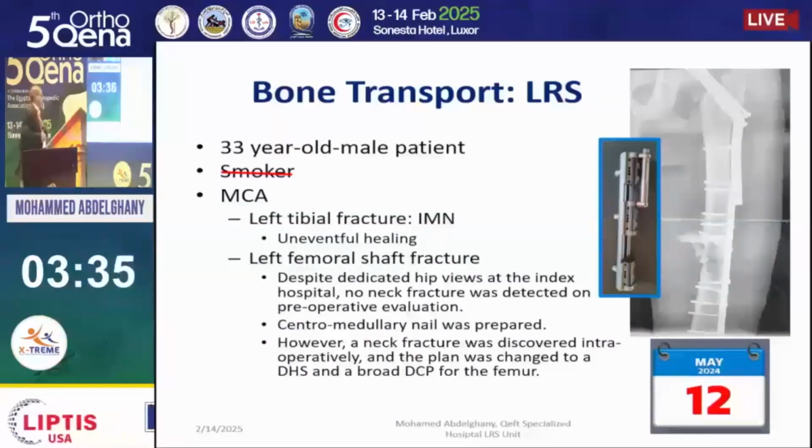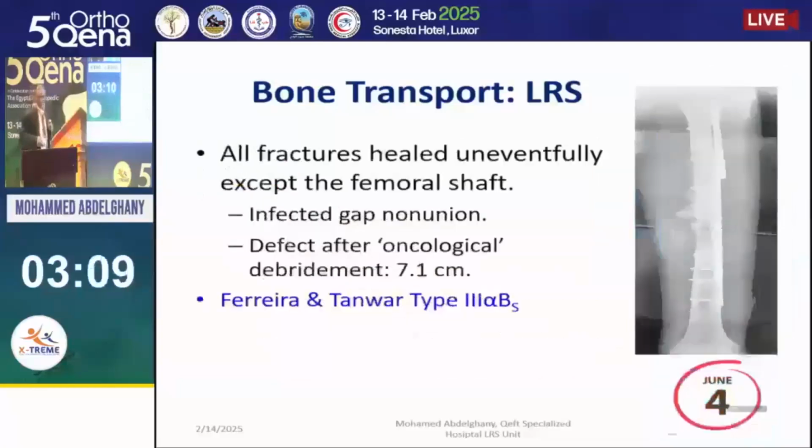He was involved in a motor car accident which caused ipsilateral left tibial and femoral shaft fractures, which were planned elsewhere to be treated with intramedullary nails. However, the plan was changed on table because they discovered, despite good preoperative planning and investigation, that he had a basal neck fracture. So they did this, and all fractures healed unevenly.